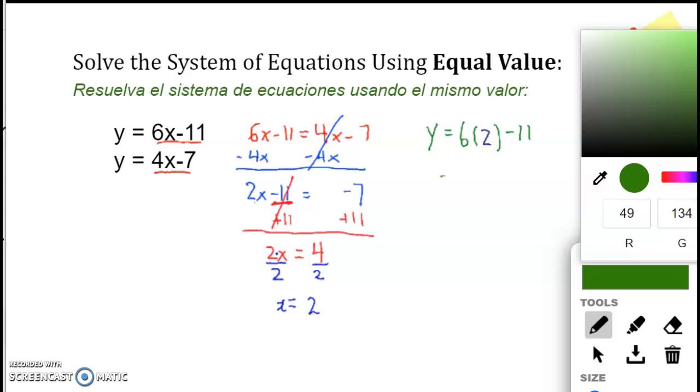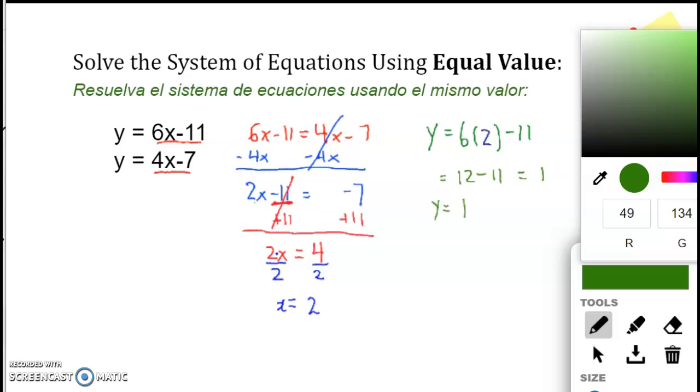Then I continue with this 6. The 6 next to the parentheses with 2 means 6 times 2, right? 6 times 2 is 12, minus 11 is positive 1. So I've just found y to be 1.